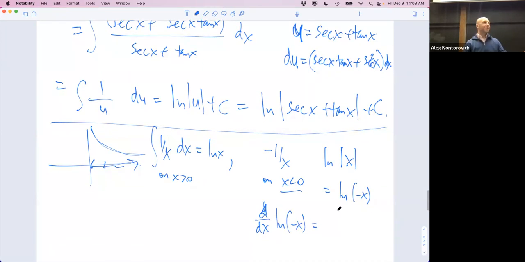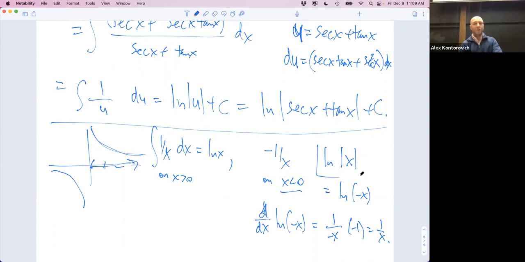Okay, chain rule. Zane, take us through it. Yeah, so just 1 over x and then chain rule, times -1. So isn't that 1 over x? So on the negative numbers, what's 1 over x? On the negative numbers, we also have an antiderivative to 1 over x. That antiderivative is ln of negative x. On the positive numbers, the antiderivative of 1 over x is ln of x. On the negative numbers, it is ln of negative x.